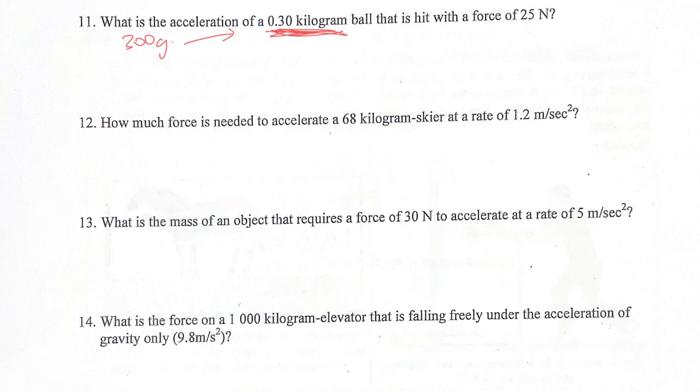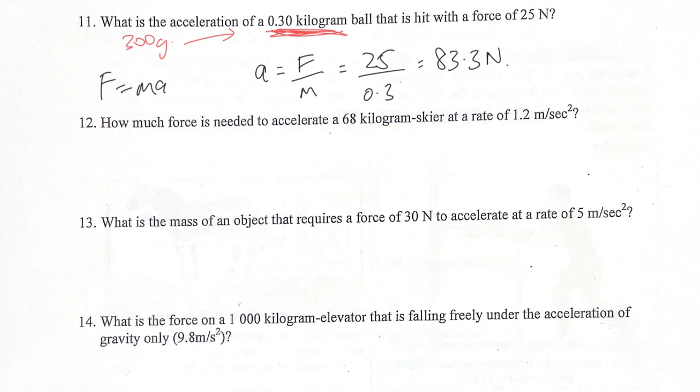Okay, so what is the acceleration of this? What equation are we going to use? We're going to use F is equal to ma. But we need to rearrange the equation. We want to find a. So the rearranged equation is what? F divided by m. So 25 divided by 0.3 is 83.33 meters per second per second. All right, that's this acceleration.